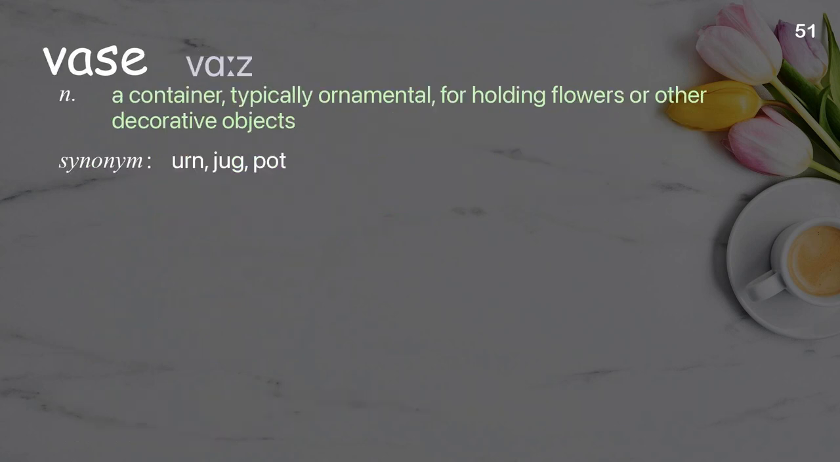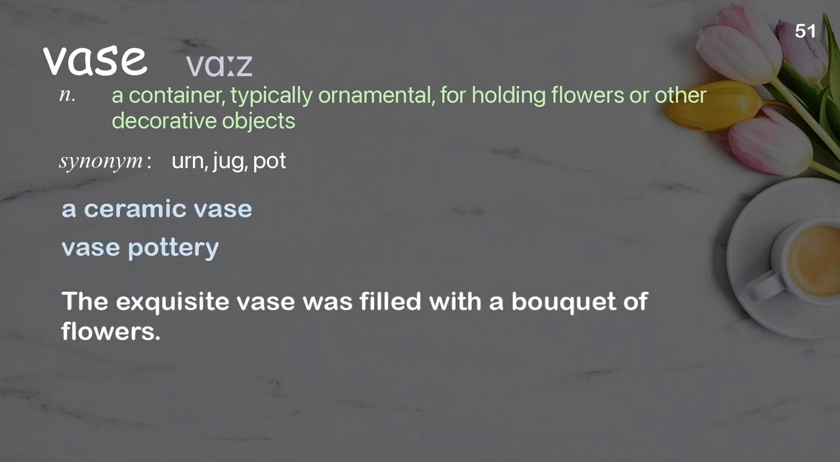Vase. A container, typically ornamental, for holding flowers or other decorative objects. Examples: a ceramic vase, vase pottery. The exquisite vase was filled with a bouquet of flowers.